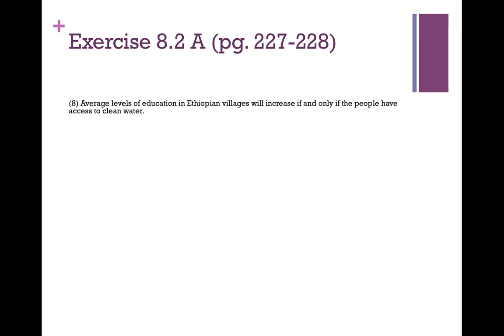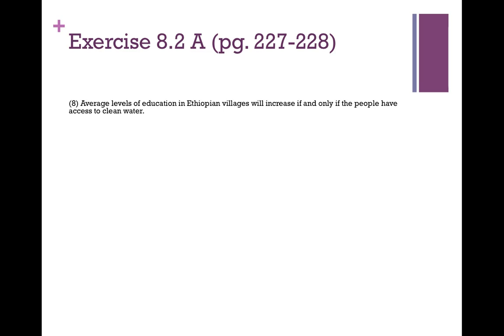Okay, this one is going to be tricky. This one's actually fairly tricky, but we'll see what we can do with it. So, average levels of education in Ethiopian villages will increase if and only if the people have access to clean water. Now, I'm going to show you the answer to this one differently than I have in the previous ones, because in this one, this sentence here is actually asserting two distinct propositions.